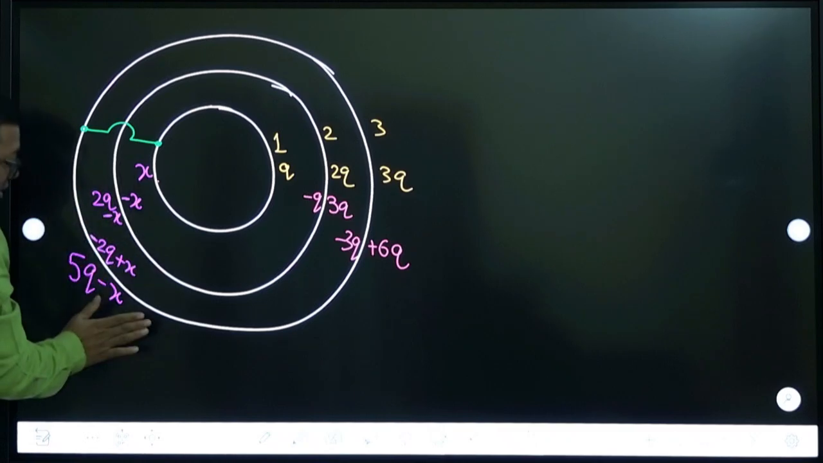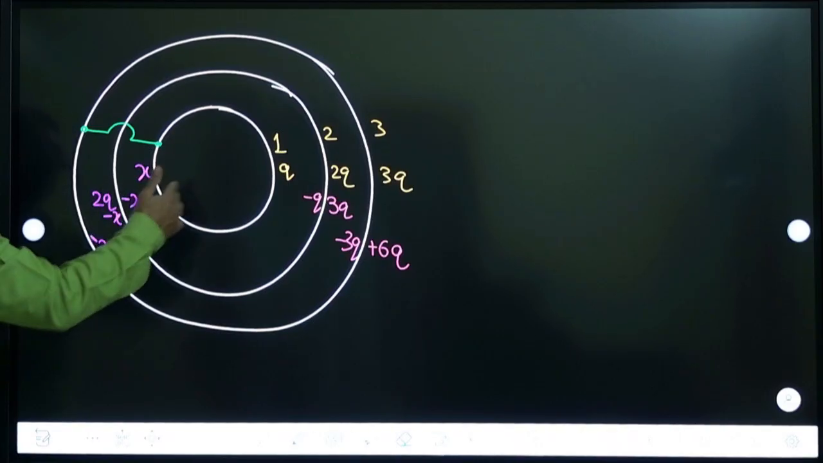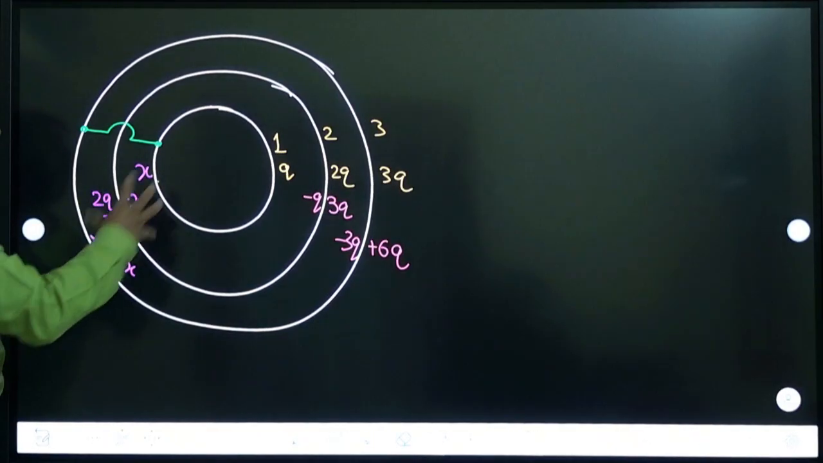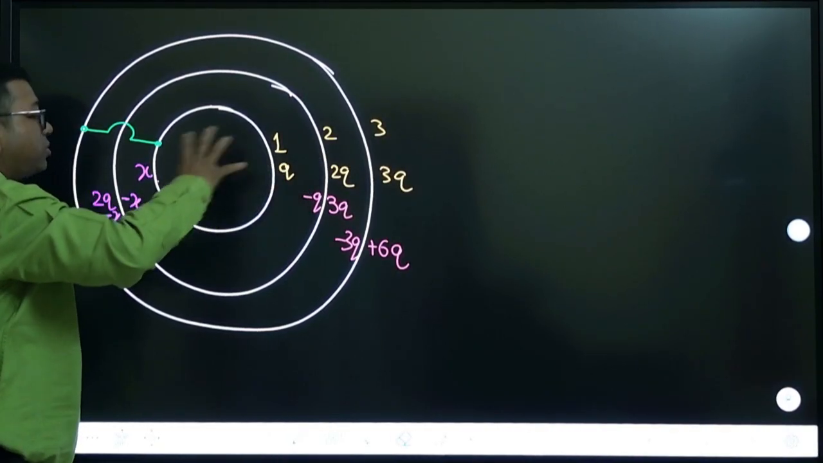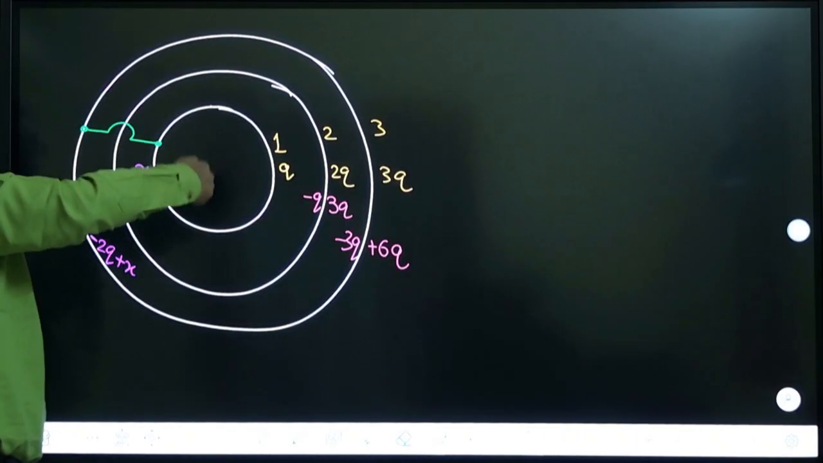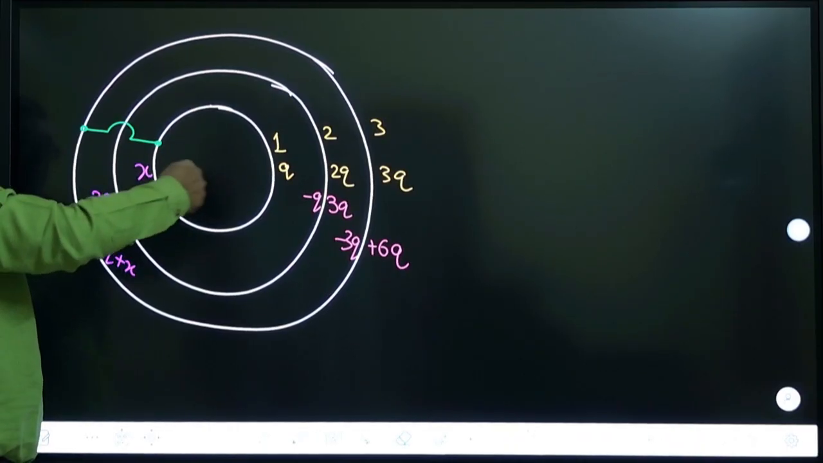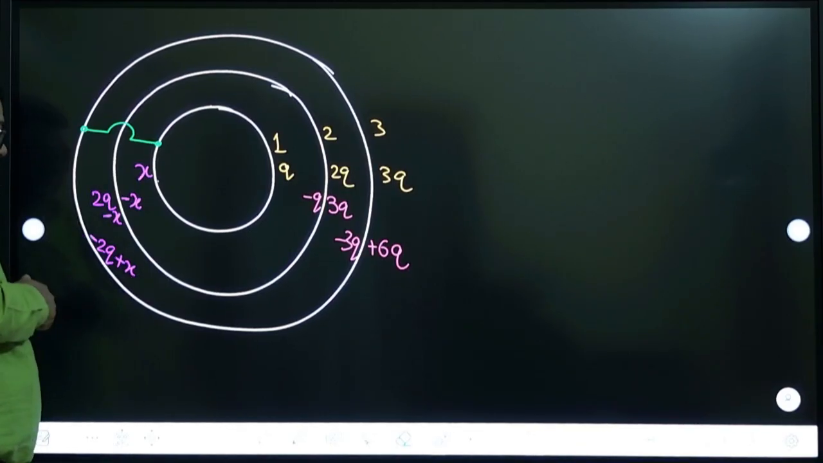But this we cannot write 5q minus x. Why? If you write 5q minus x, it will not be balanced. So because total charges is how much? Here charge is q and outer is 3q. So total must be 4q. 4q charge must be there in between first and this last. So if it is x here, now it is minus 2q plus x it has become.